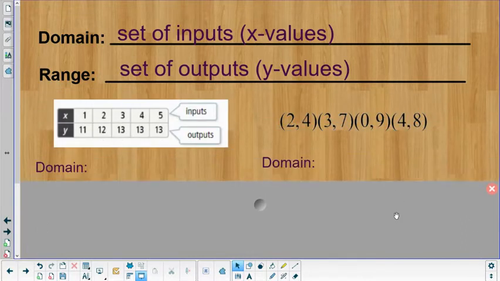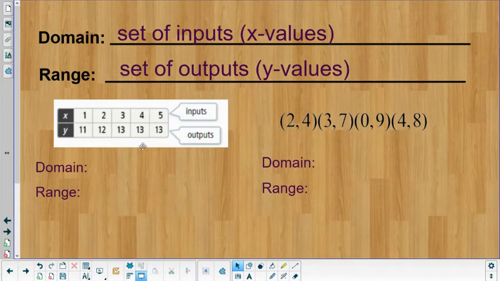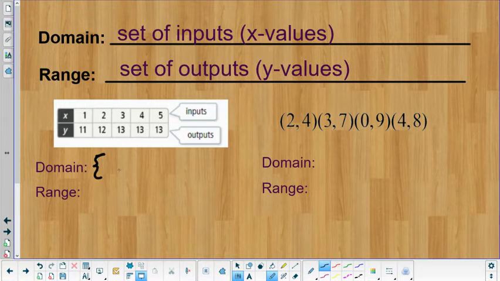Okay, so I have some examples here. One is a table and one is ordered pairs. We're going to identify the domain and the range for both of these. When we're listing our domains and our ranges, we want to order them from least to greatest. So if I'm looking at this table, I want my domain, or all my x values. It looks like they are already in order. So I'm just going to put a little bracket here and list in order my x values: 1, 2, 3, 4, and 5. Sorry, my brackets are a little funky.